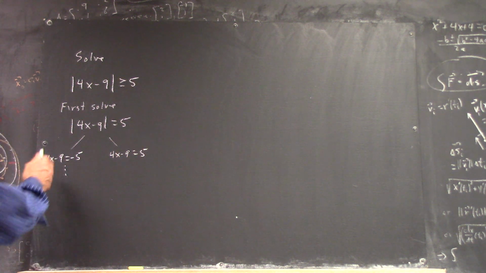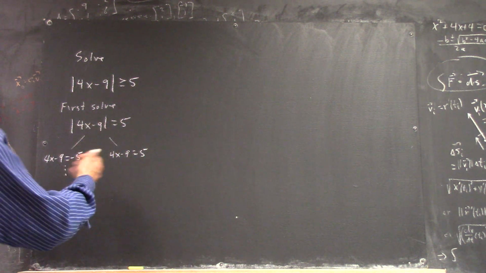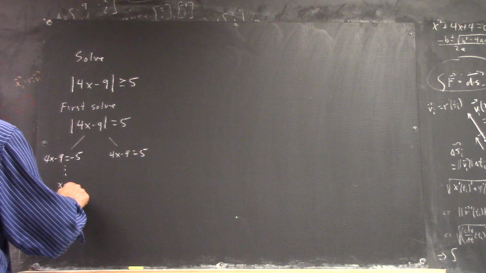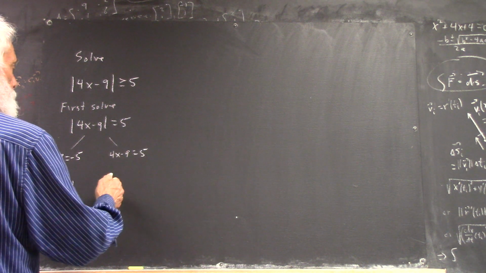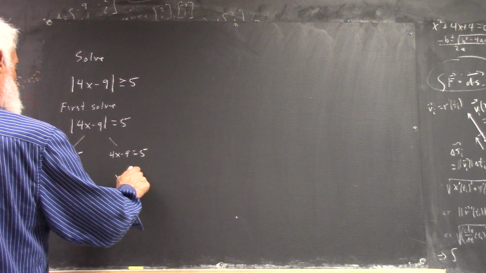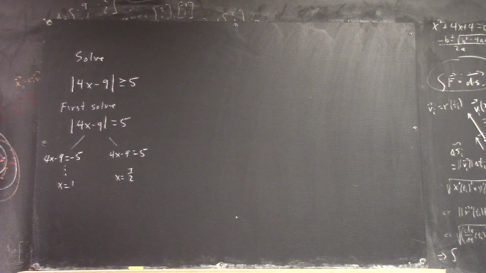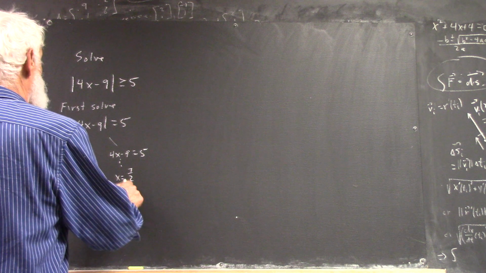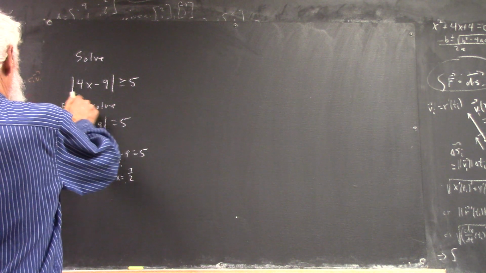You can solve this. You're going to get, what, 4x equals 4, so x equals 1. And you're going to get 4x equals 14, so x equals 3.5, which is 7/2, I think. Okay? So those would be the solutions to this equation.